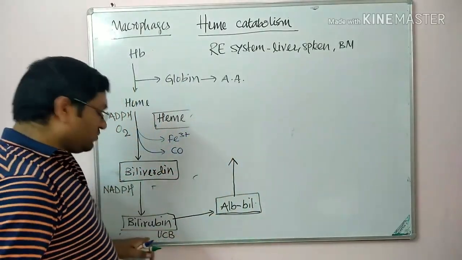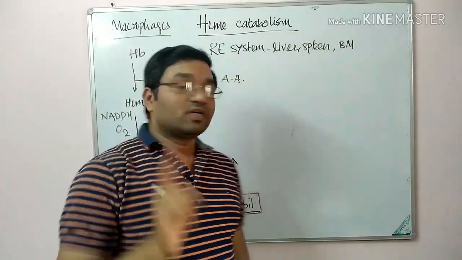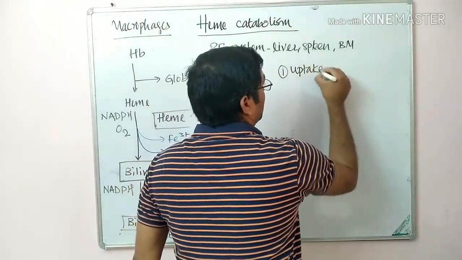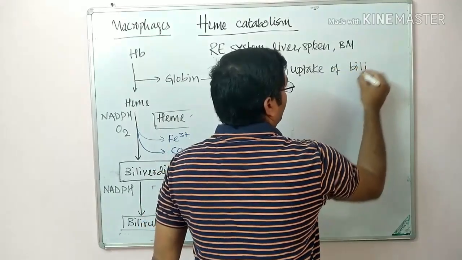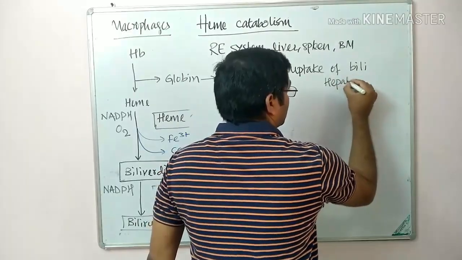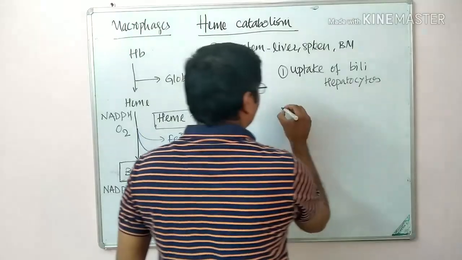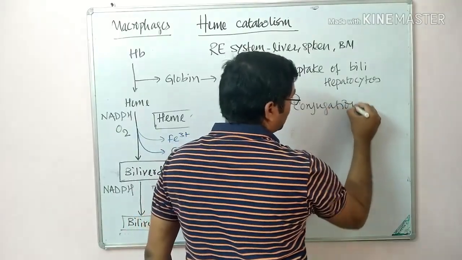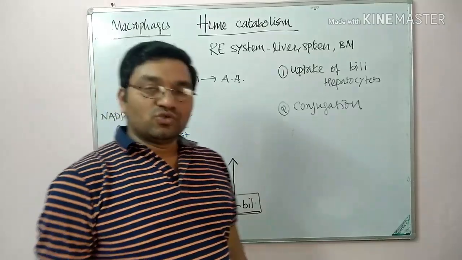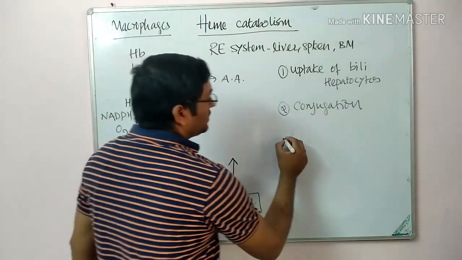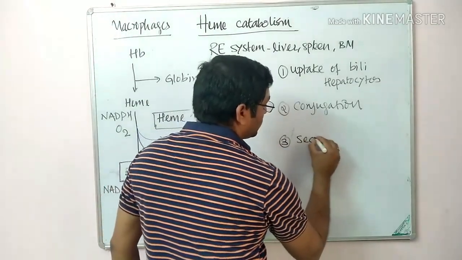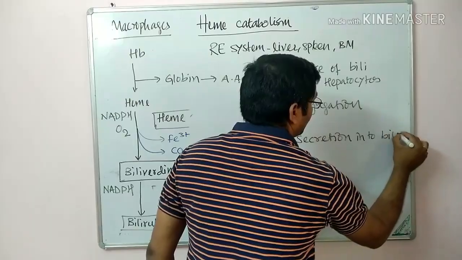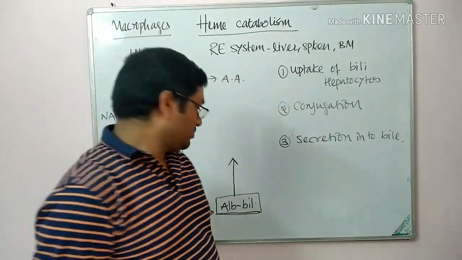Now bilirubin metabolism is described in three important steps. The first one is the uptake of bilirubin by the hepatocytes. The second one is conjugation, meaning conversion of this toxic unconjugated bilirubin into the conjugated one, and the third one is the secretion into the bile. So these are the three important steps in bilirubin metabolism.